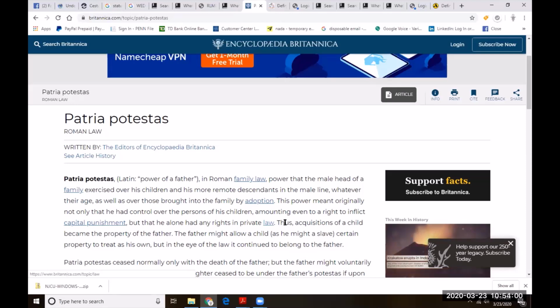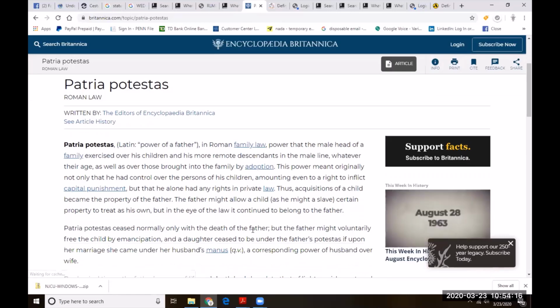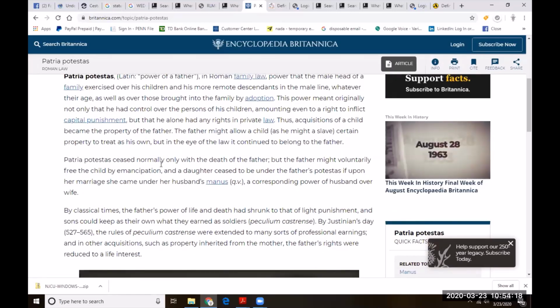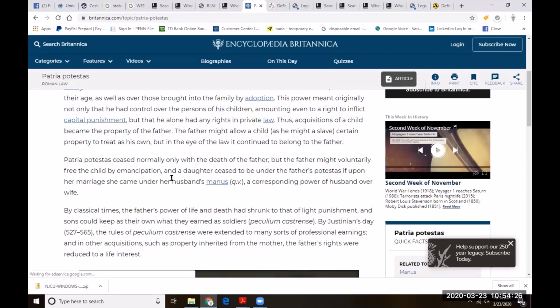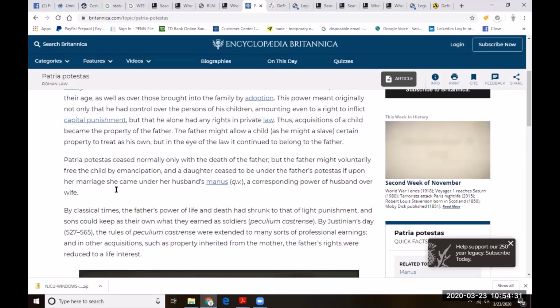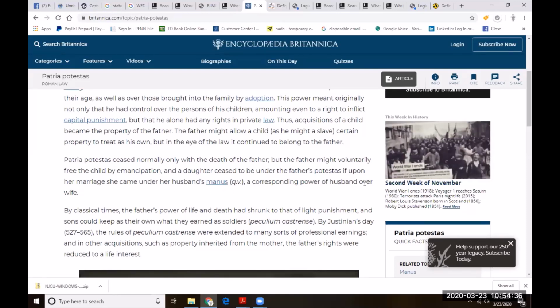He alone. Thus, acquisitions of a child became the property of the father. The father might allow a child certain property to treat as his own, but in the eye of the law, it continued to belong to the father. Patria potestas ceased normally only with the death of the father, but the father might voluntarily free the child by emancipation, and the daughter ceased to be under the father's potestas if upon her marriage she came under her husband's manus, a corresponding power of husband over wife.